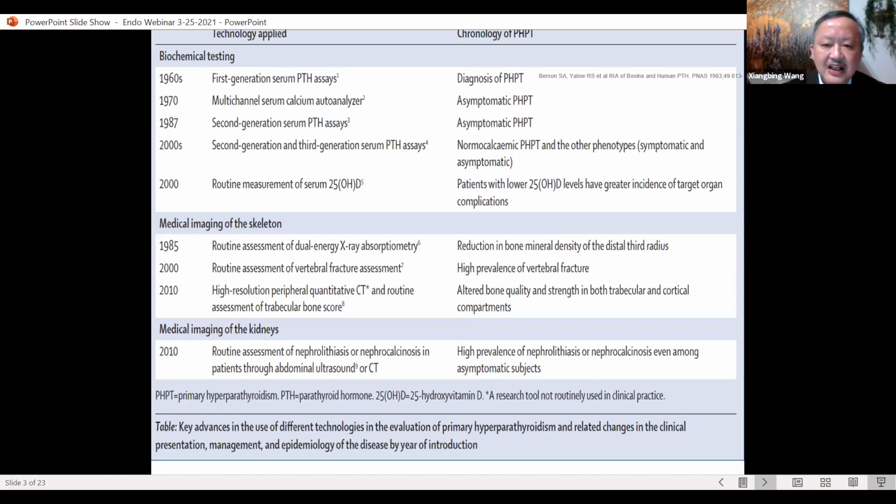So we found a high incidence of vitamin D deficiency, or we say low vitamin D, in this kind of patient. And also in 2010, we continued to measure asymptomatic kidney stones, and also measure the bone quality in this kind of patient.